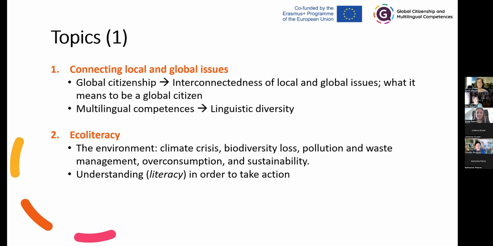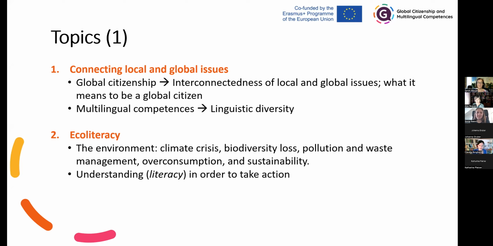I mentioned five modules. The first one, especially in the training part, is really the introduction, because in the first module, the teachers and also the students are introduced in an interactive, enjoyable way to the key concepts of the project. So global citizenship and multilingual competencies. They are encouraged to think what a global citizen is in concrete terms, what we are supposed to do and to be in order to consider ourselves global citizens.